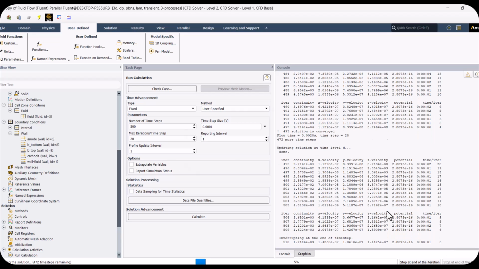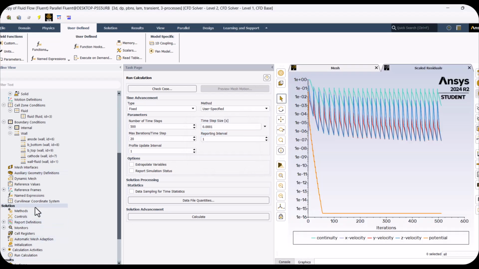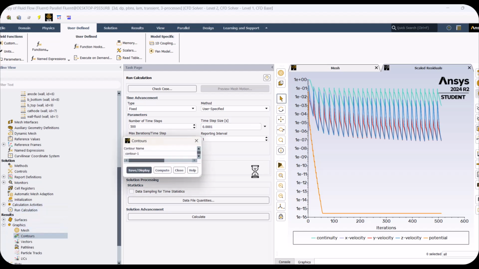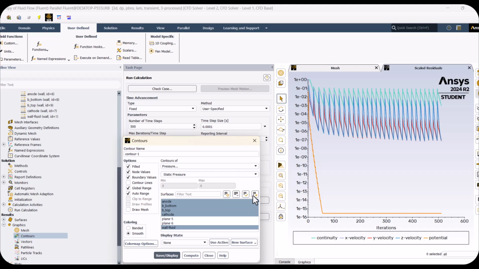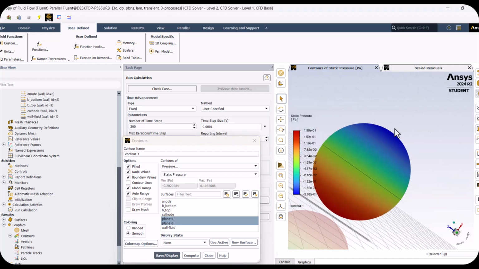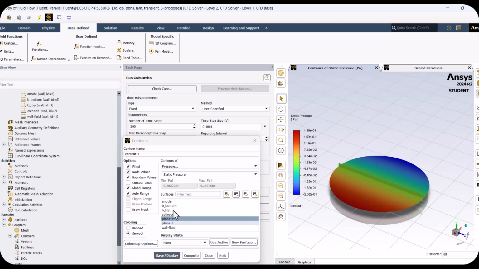I'll just stop here so that I can show you what's going on. We'll select the two planes and check what the pressure rise is or how it is getting distributed, right? And the velocity.